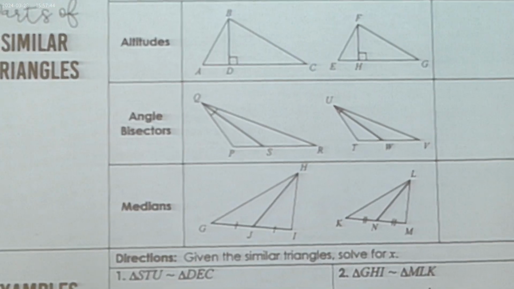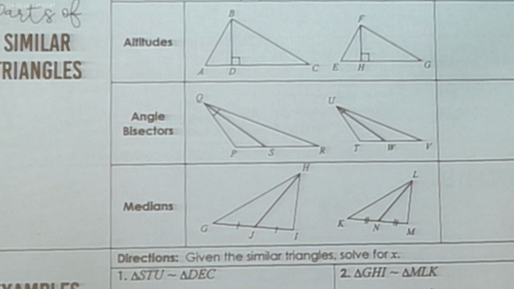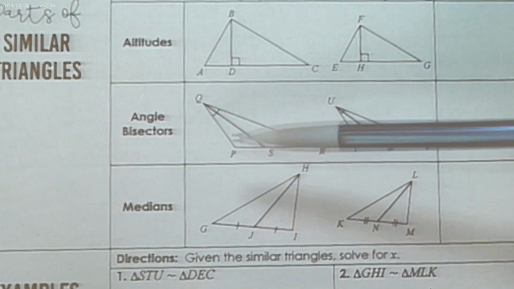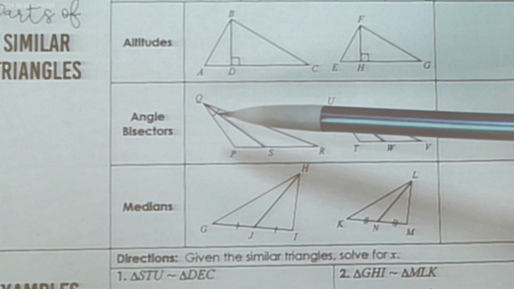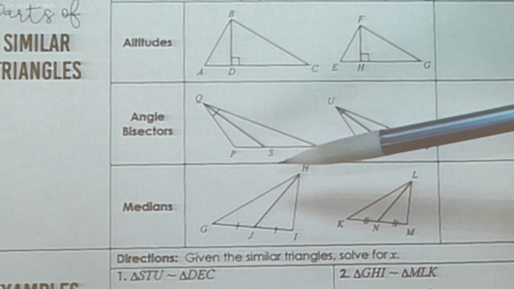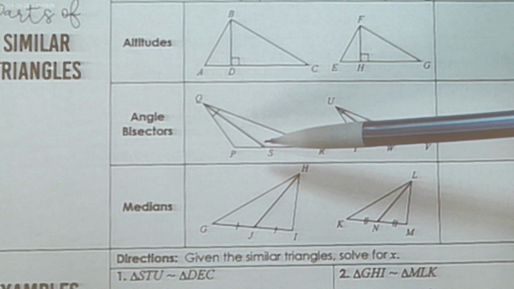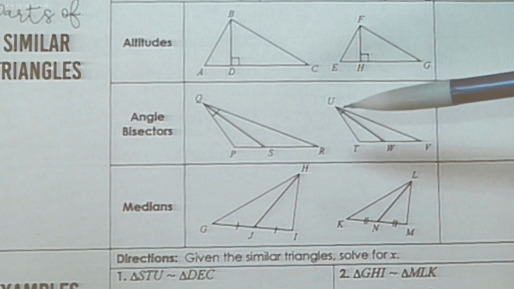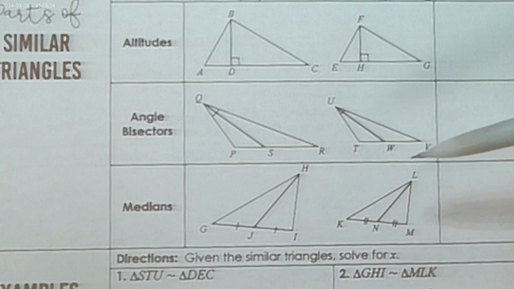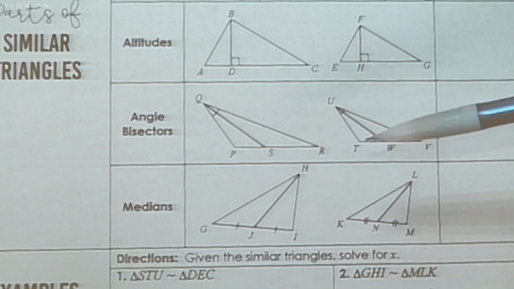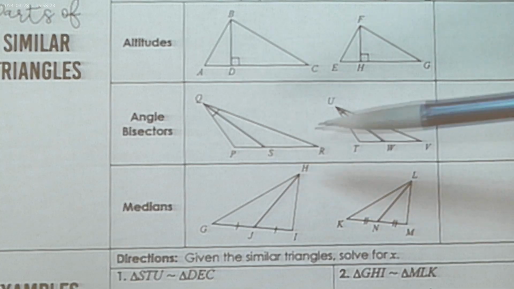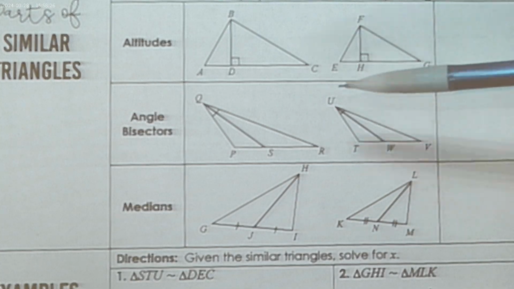Similarly, if you take a look at the angle bisectors, an angle bisector is a line that cuts an angle into two equal parts. So bi means two, sector means cut. So what you're doing is whatever this angle measurement is at Q, it's cutting it directly in half. And wherever it lands, obviously, it's going to create two triangles, one here and one here. Well, if triangle QPR was similar to triangle UTV, then triangles QPS and UTW are likewise similar. At the same time, triangles SQR are also going to be similar to WUV.